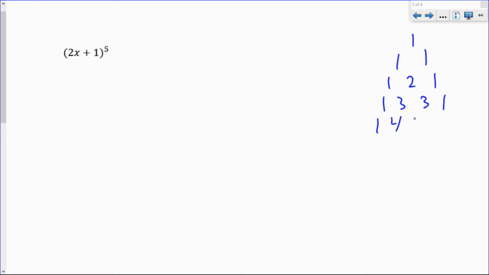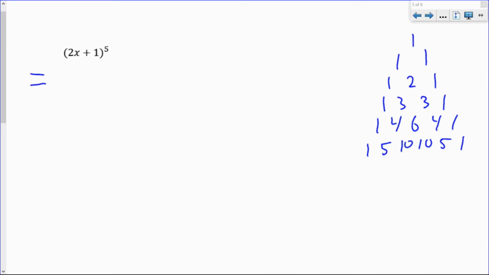In either case, you want the fifth row, which is the one that starts with a 5. So how you get those numbers is up to you. You can just do what I just did right here as I was talking, or you could say 5 choose 0, 5 choose 1, 5 choose 2, 5 choose 3, 5 choose 4, 5 choose 5.